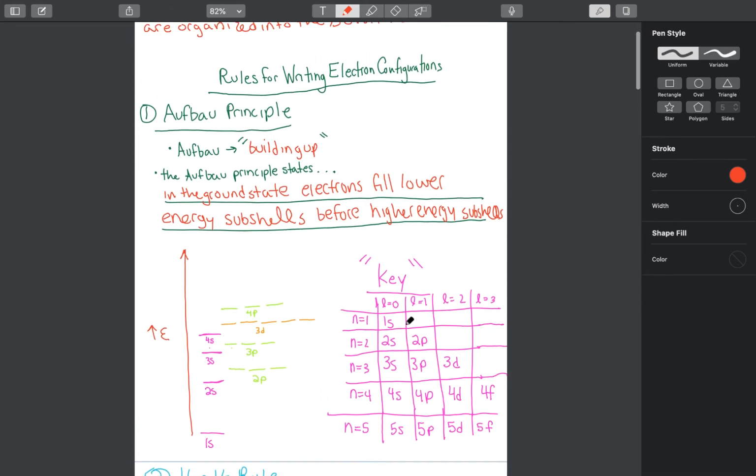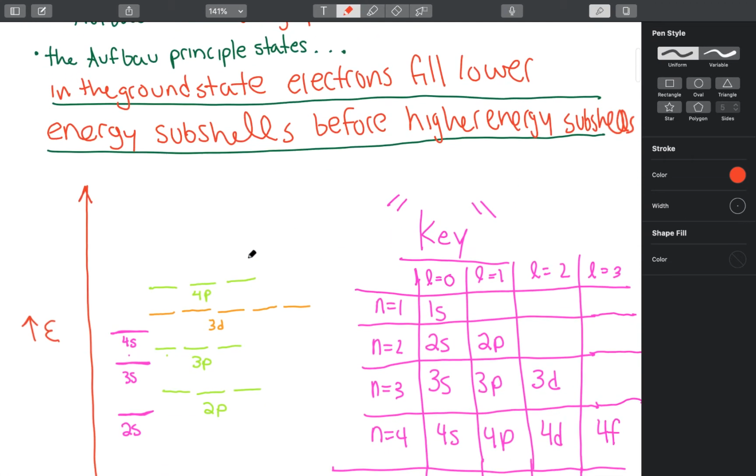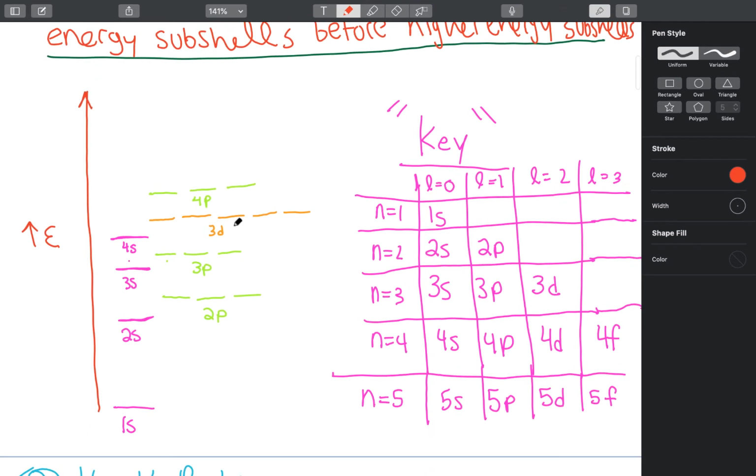So you may recall this diagram from one of our last lectures, and this diagram basically shows you the energies associated with each subshell in a multi-electron atom. You'll see here that the lowest energy orbital is the 1s orbital. The second lowest energy subshell is the 2s, then 2p, 3s, 3p, 4s, and so forth.